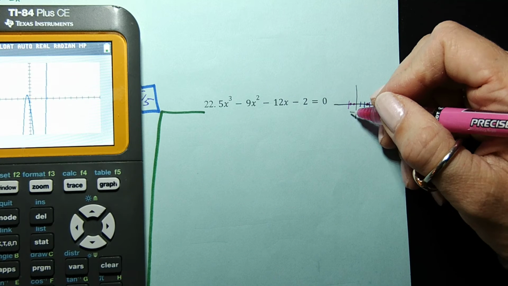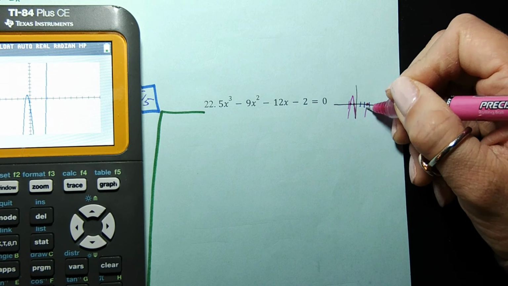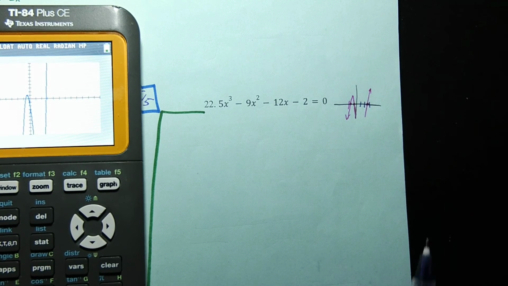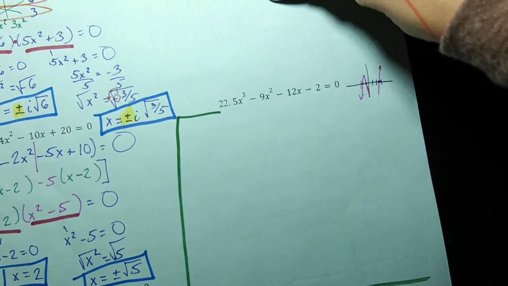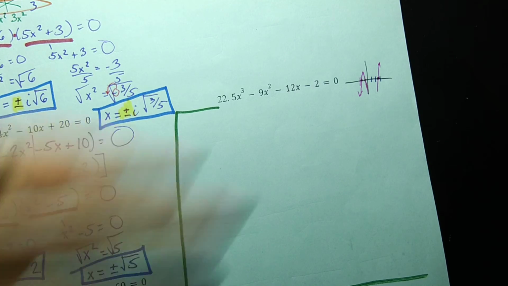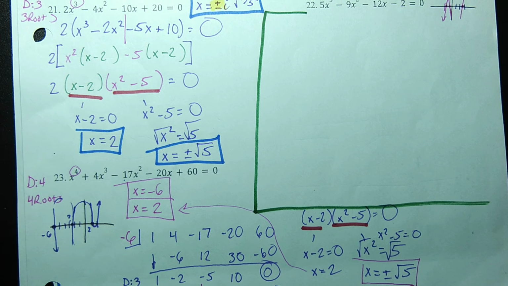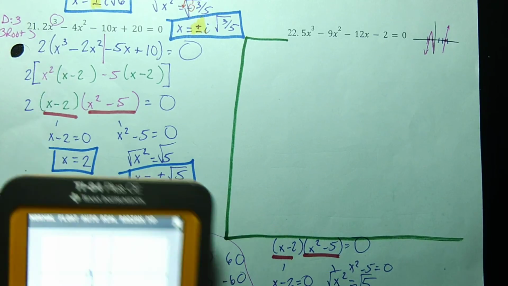Do you think we'll be able to find all of those using P over Q values? Yes, I do. No. Here's the issue. P over Q values are only for rational roots. So for something like the square root of 5, P over Q values will not help. It can only help us find potential rational roots. So hopefully we'll be able to find one from here.